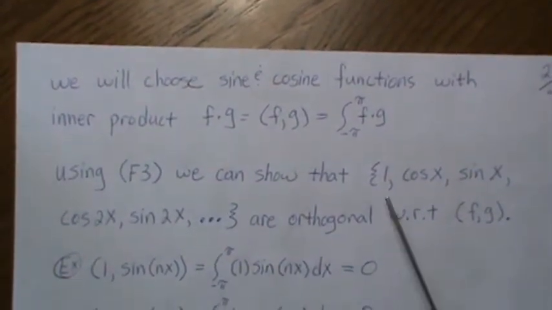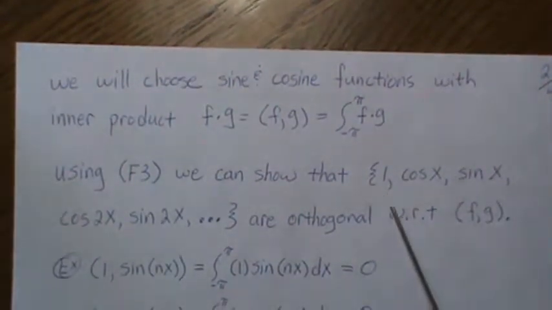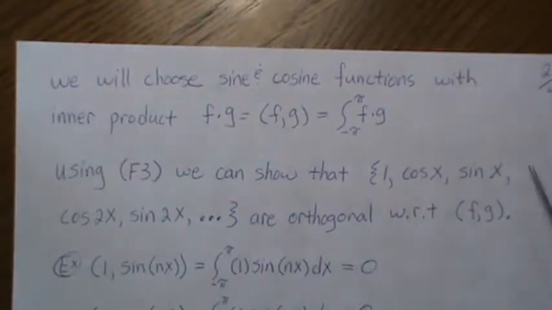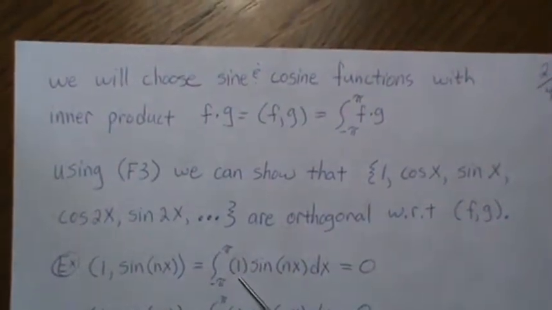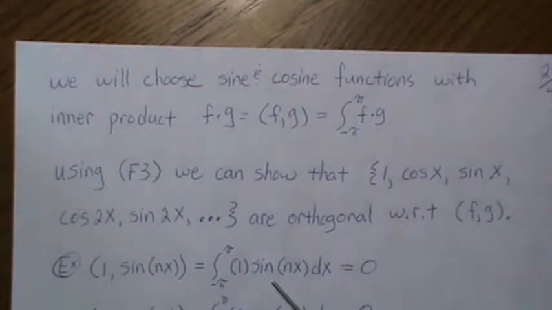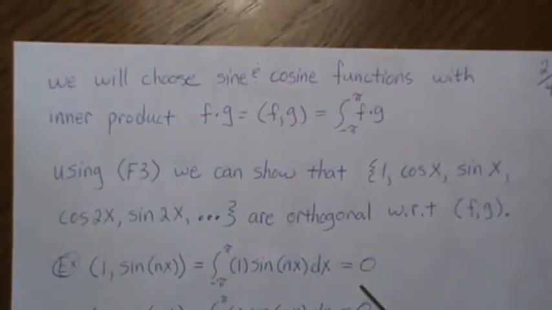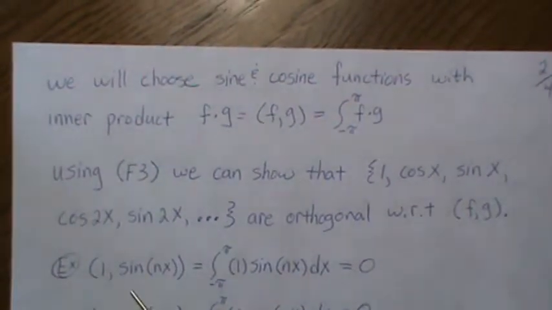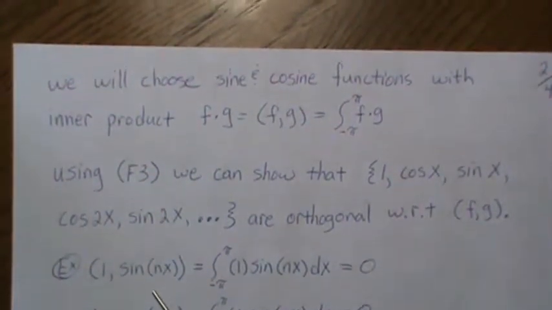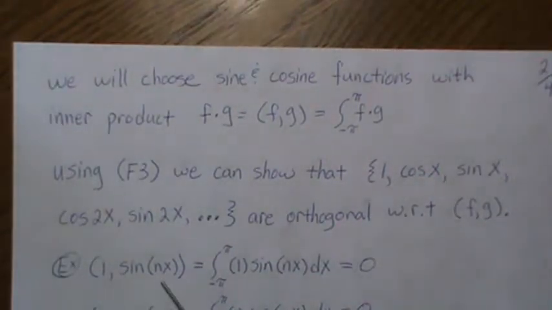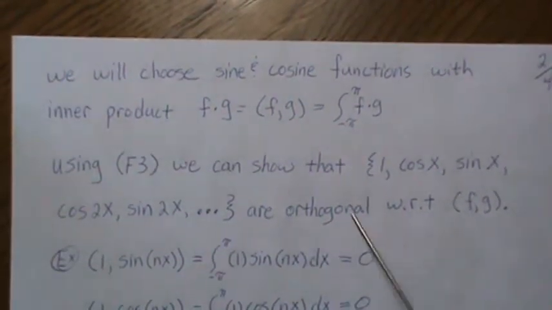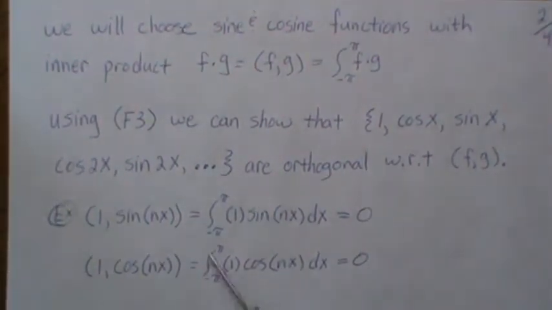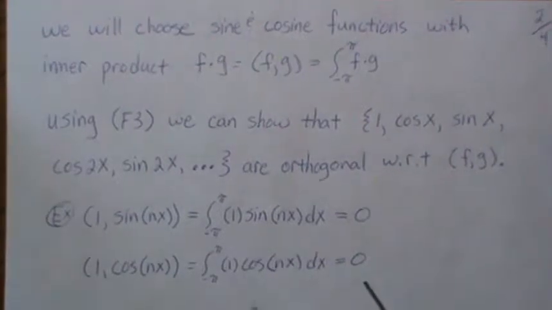So a quick example: if we take 1 dotted with sine of nx, and that can be any one of the sines, that's represented as this integral, which can easily be shown to be 0. So these two functions, the constant 1 and sine of nx, are orthogonal with respect to this inner product. In the same way, if we take 1 dotted with any of the cosine functions, it can be easily shown to be 0.